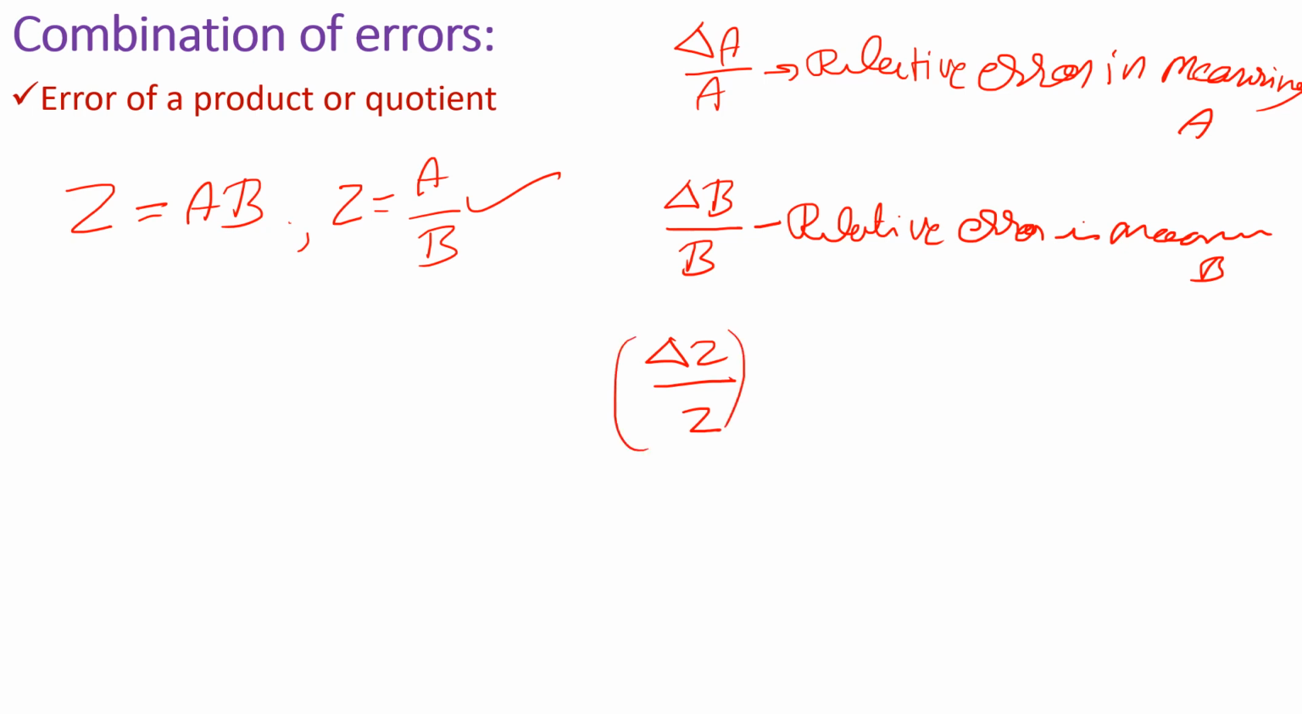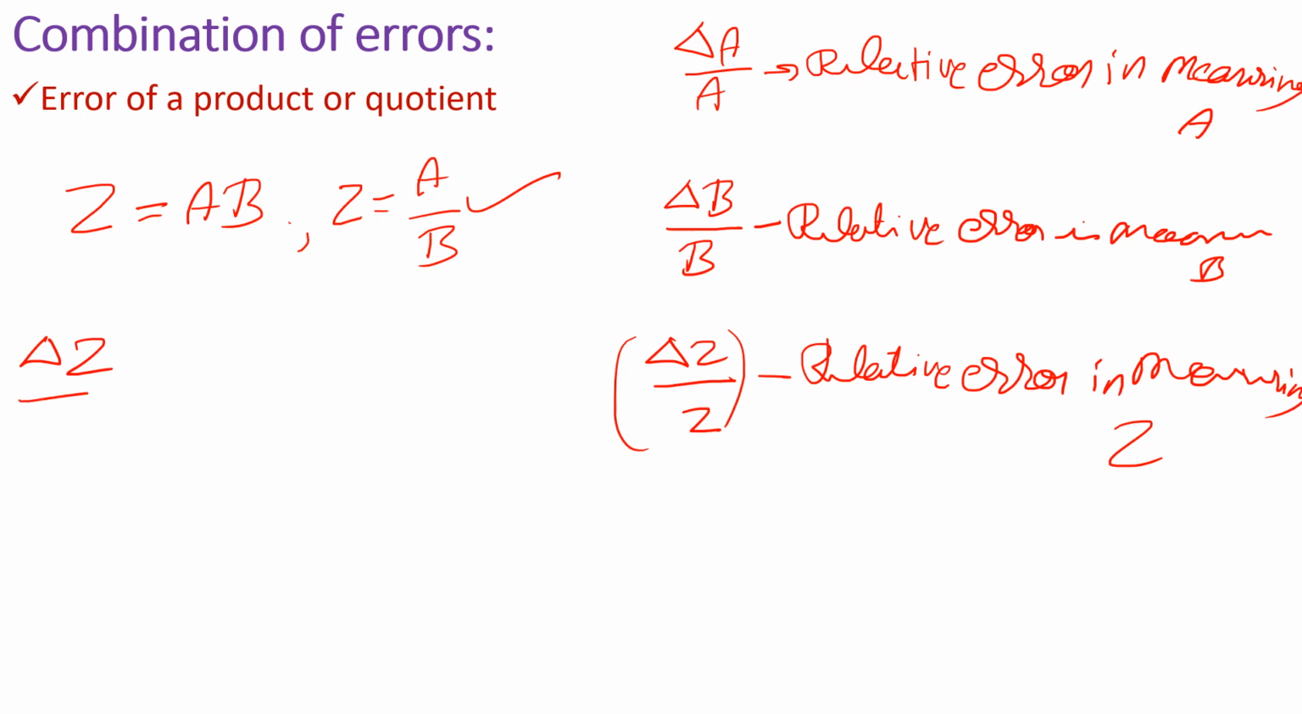So what I obtain is the relative error in measuring what? The value Z. So what will be the formula? That is delta Z by Z. Even if it is multiplication or division, delta Z by Z is always equal to the sum of the relative errors in the measurement of all the physical quantities. Always delta A by A plus delta B by B.